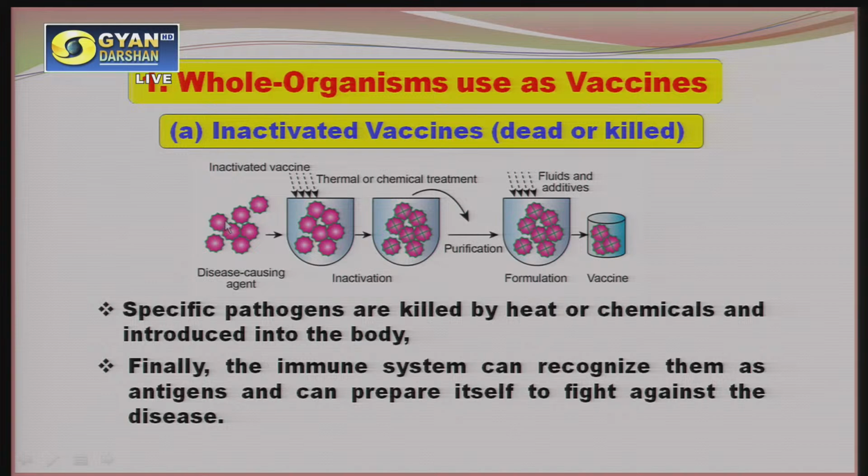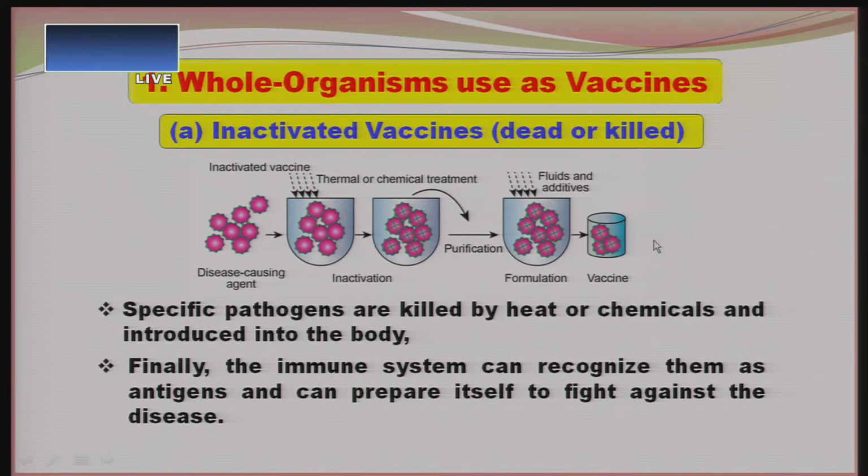You can see in this figure, it is a disease causing agent. It may be bacteria, or it may be viruses. We can collect them in particular bottles and tubes. Inactivated vaccines are made through thermal or chemical treatment. So we can inactivate it and then purify it, and we can add fluid or adjuvant, various fluids or adjuvants we can utilize, and we can formulate it. That is the final vaccine we can inject into the body. They are able to kill the pathogens and enhance the immune response inside the body.